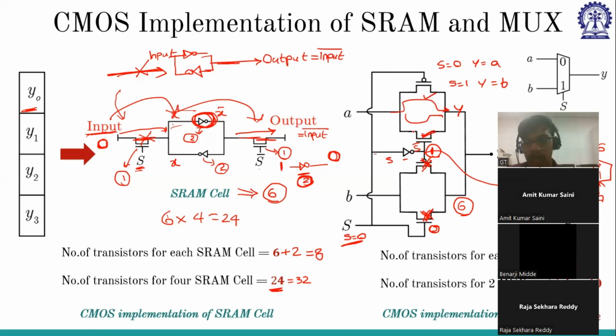And when S is equal to 1, this NMOS will work. This works as a short. And when S is 0, here we are getting 0, and this will be short. So A will be going to Y. So Y is nothing but A when S is 0, and Y will be equal to B when S is equal to 1, which is nothing but the implementation of this mux.